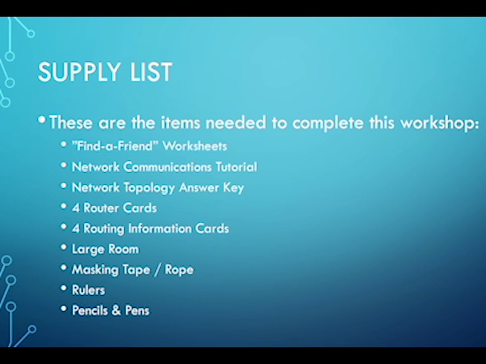The materials for this workshop are the Find a Friend worksheets, Network Communications tutorial, Network Topology answer key, 4 router cards, 1 for each city in the topology, 4 routing information cards, 1 for each routing information packet, large room, masking tape or rope to create the network, rulers, and pencils and pens. You may want to watch some of the links under the instructor training to familiarize yourself with the routing and networking process before actually running the workshop.